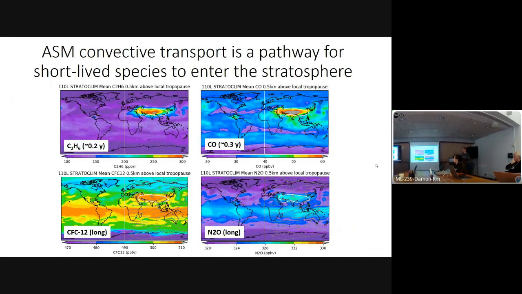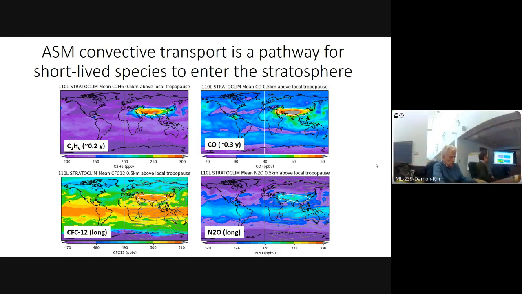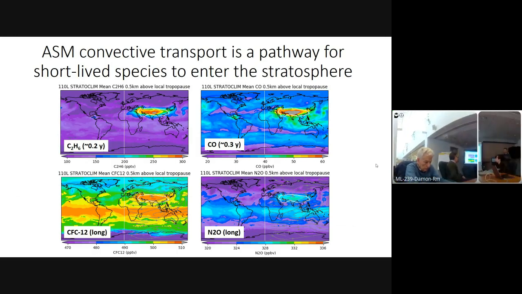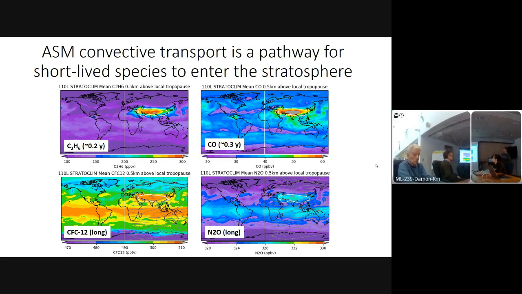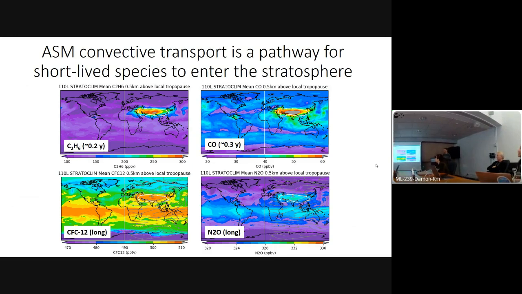To start out with some map plots, this is taken from the WACCM simulation. On the top row are two short-lived species, or species with short tropospheric lifetimes, ethane and CO. You can see a very clear and distinct monsoon signature. I should say that these map plots are taken 500 meters above the local tropopause everywhere on the globe. So you can see the comparative role of the Asian monsoon in allowing a pathway for these pretty short-lived species to reach into the lower stratosphere.